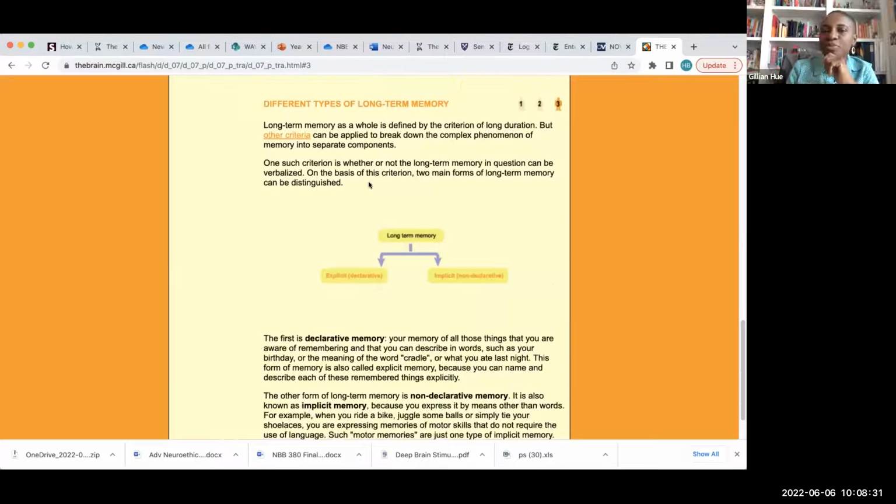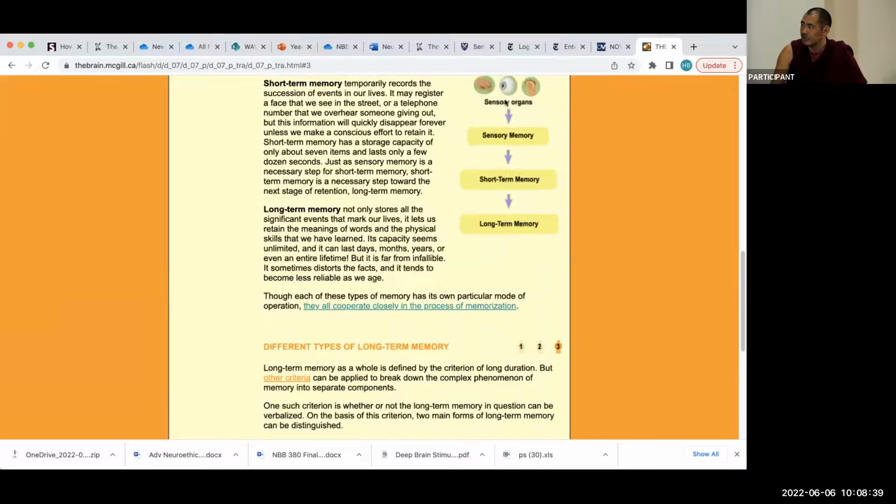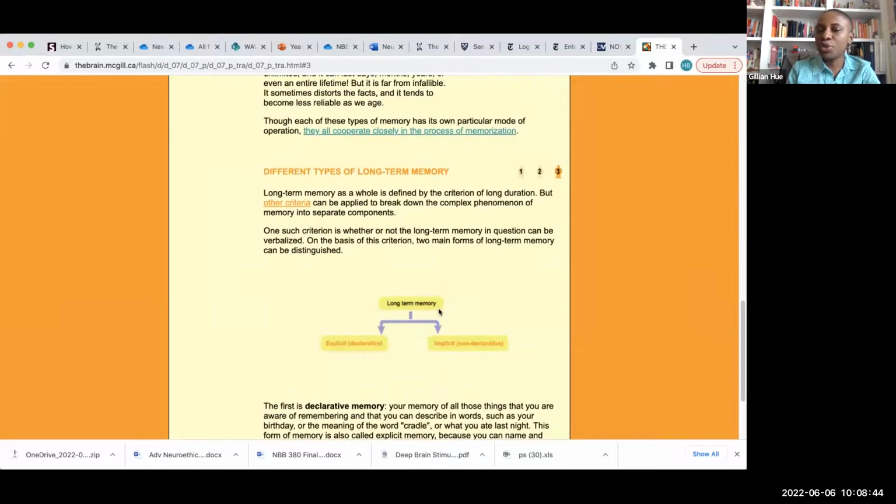I could also expect my students to know this. This is different types of long-term memory. So here we go through the process that takes us to long-term memory, but then my students should also know that long-term memory is divided into two different types of memory.